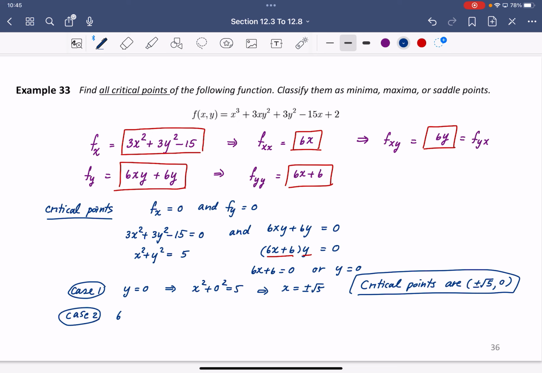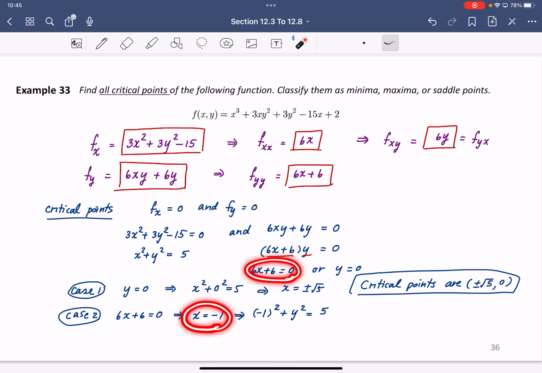Now case number 2. In case number 2, you have 6x plus 6 equal to 0. Now you solve for x, so you have x equal to minus 1. Right, that's correct. And then you plug minus 1 back into the equation. So you get minus 1 squared plus y squared equal to 5, because you plug in back. So you need y, and it's going to be the case that y squared equal to 4, so y is plus or minus 2.